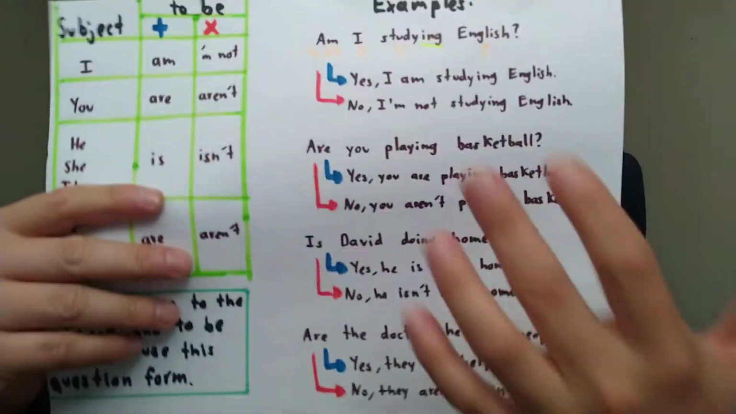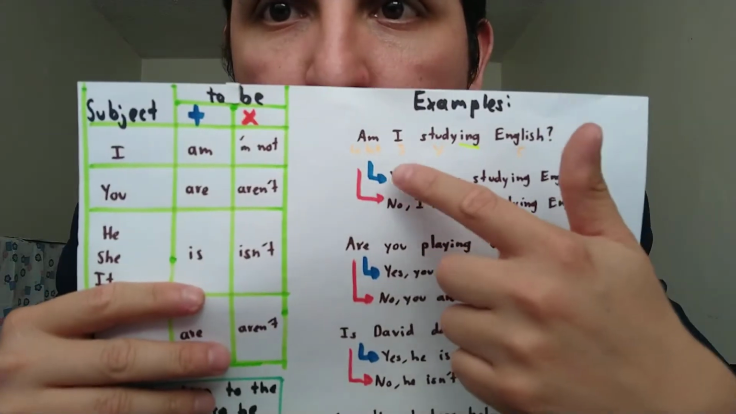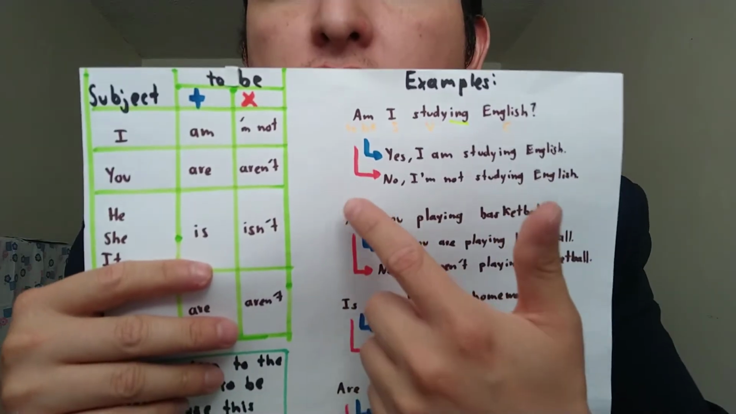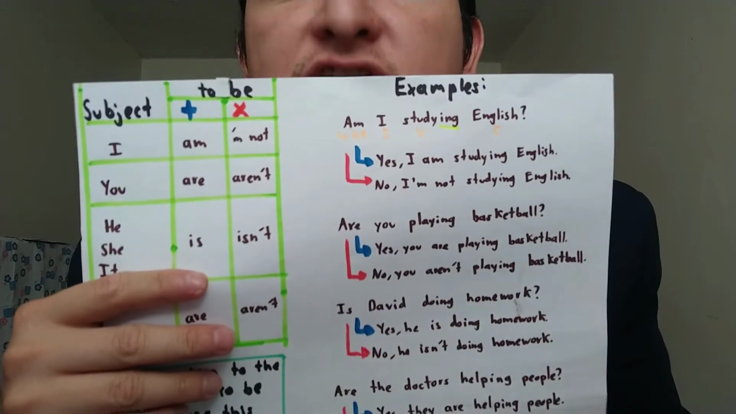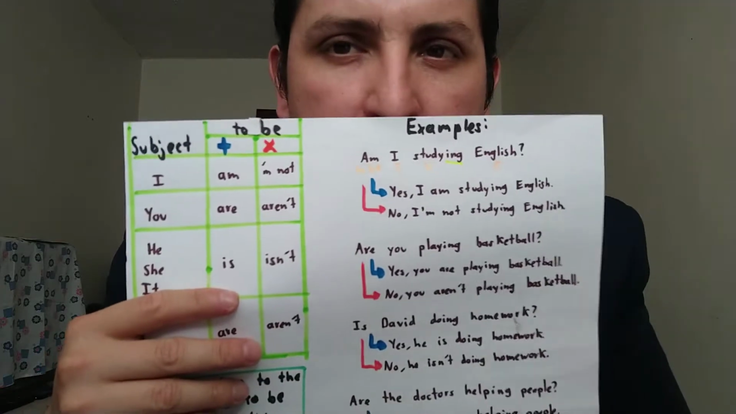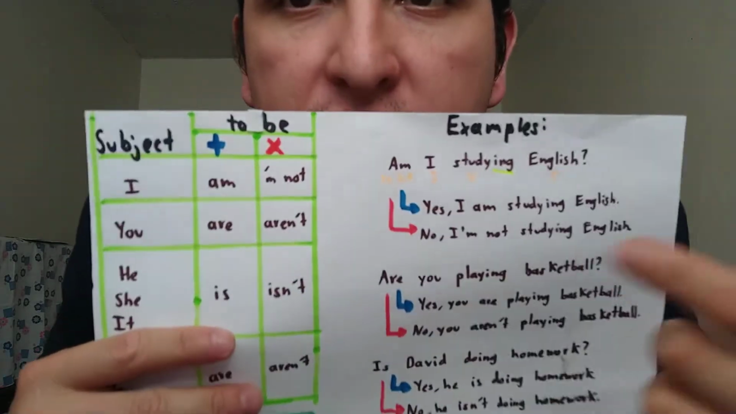Right here, I made different questions. The color blue means that it's a positive answer, and the color red means a negative answer. That means yes or no. Let me show you the examples and then you will understand what I'm telling you.